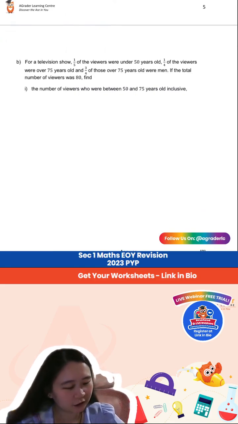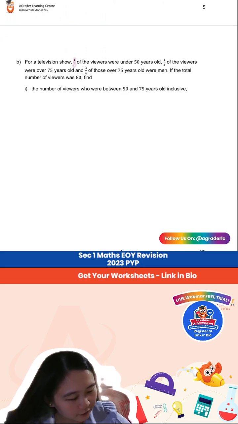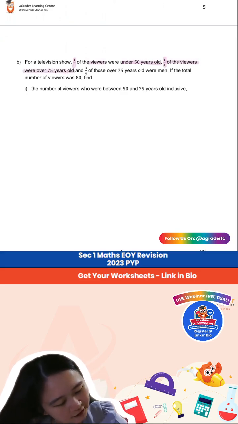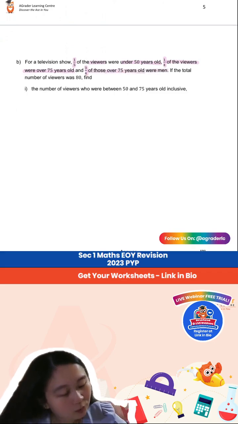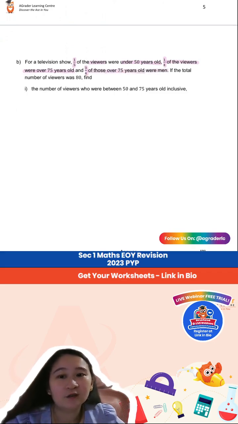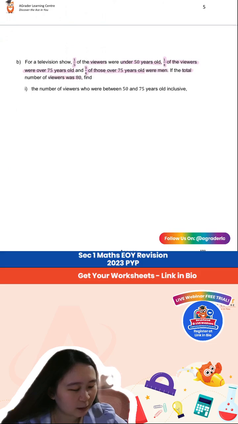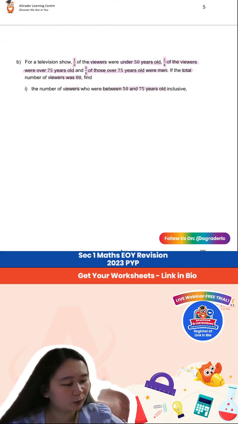So for part B, for a television show, 1/5 of the viewers were under 50 years old, 1/4 of the viewers were over 75 years old, and 3/4 of those over 75 years old were men. If the total number of viewers was 80, find the number of viewers who are between 50 and 75 years old inclusive.